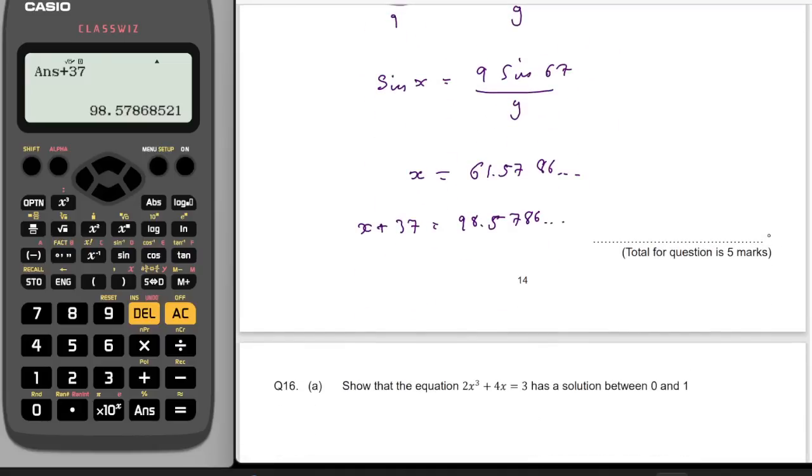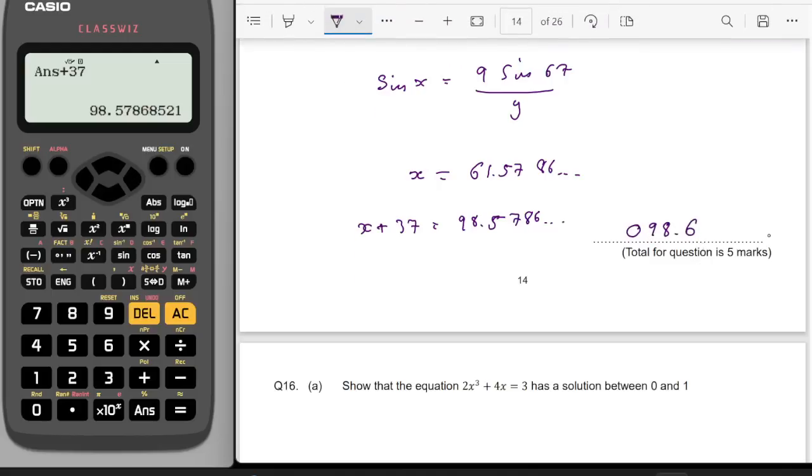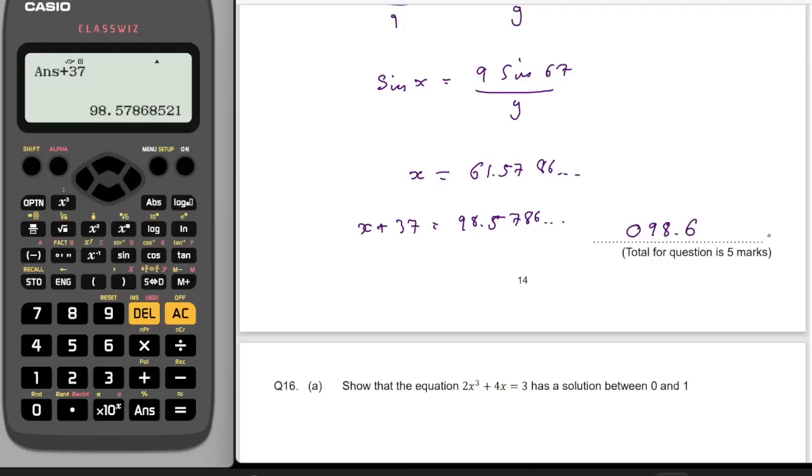So to one decimal place, I'd slightly argue this bearing should be three figures, so that should be 098, but we'll go 098.6. So that's going to be my bearing.